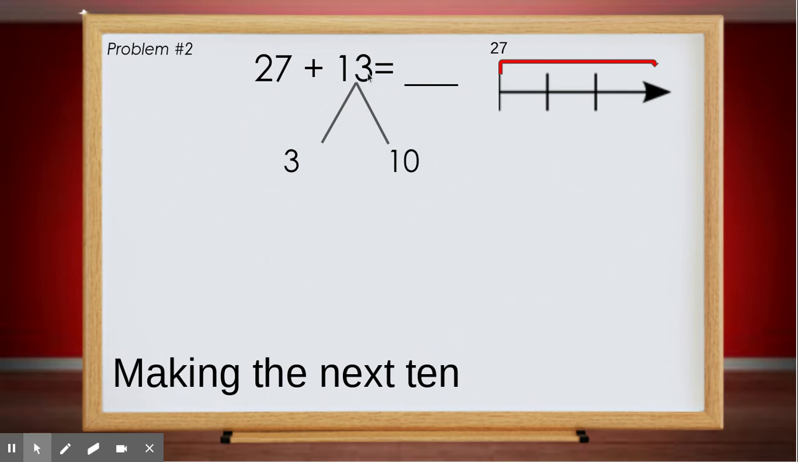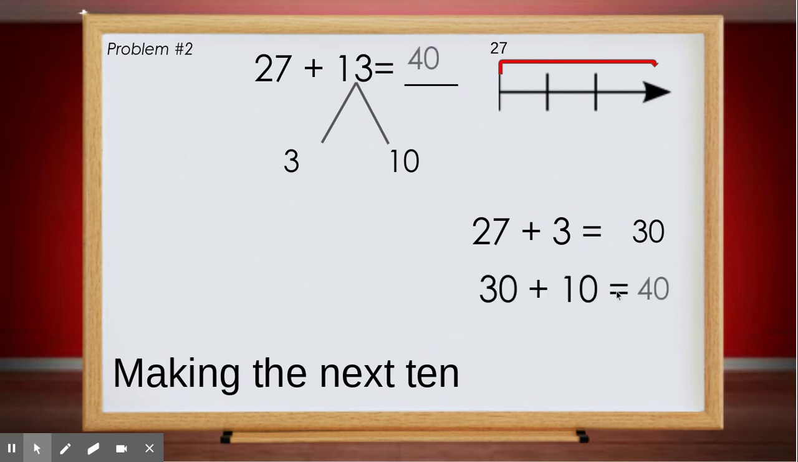Now that I broke it down, my make 10 number sentence will be 27 plus 3 equals 30. Once I have that, I will follow my last step, which is to add the remaining 10. 30 plus 10 equals 40. So both strategies ended up with the same sum, just in two different ways.